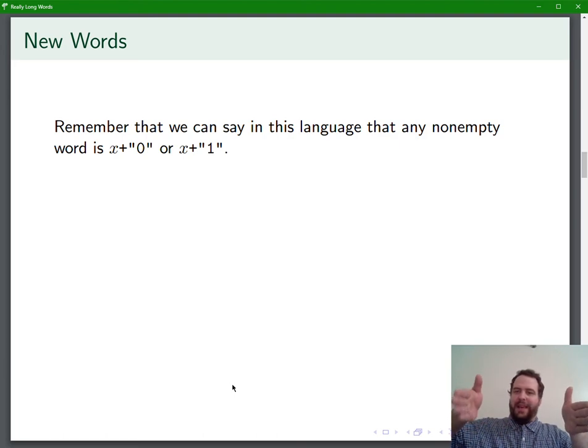Our word C, we can cut off the last character, and we can cut off the second to last character, and we can cut off the third to last character, and we can cut off the fourth to last character, and so on and so forth. And of course, we can also talk about the first character of the word, which we know has to be 0 because 0 is a prefix of C. And we can talk about the second letter and the third letter and the fourth letter and so on and so forth.